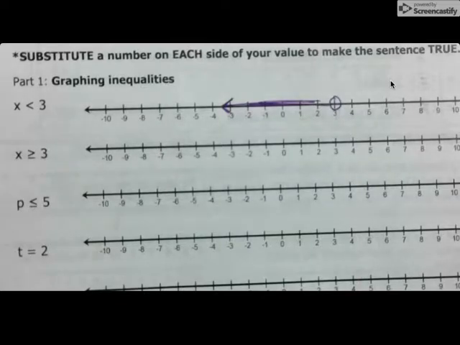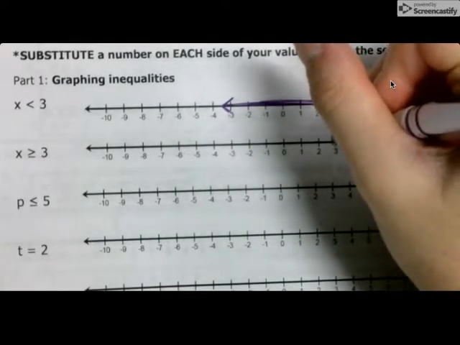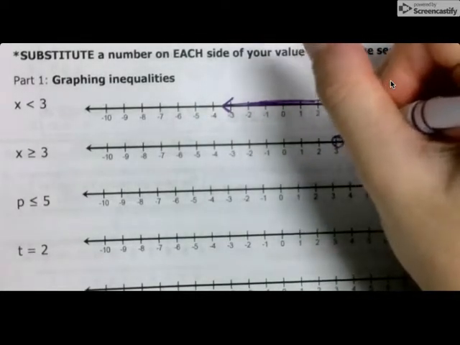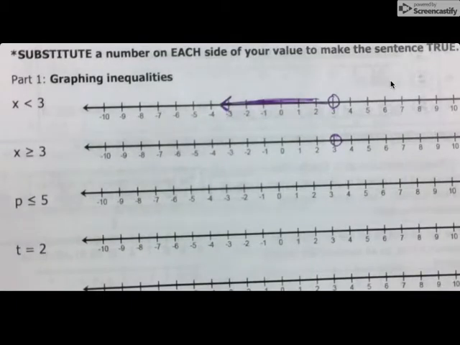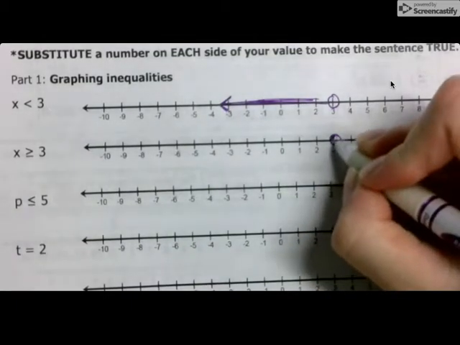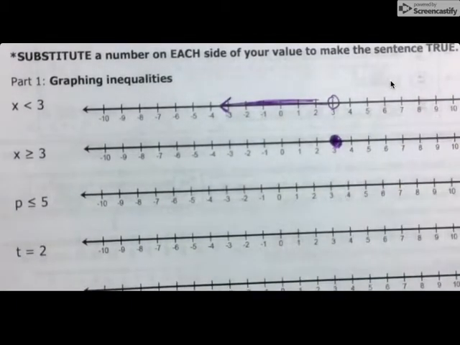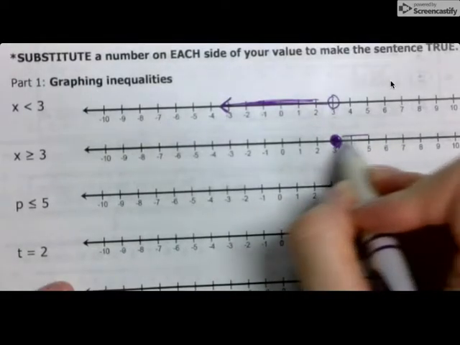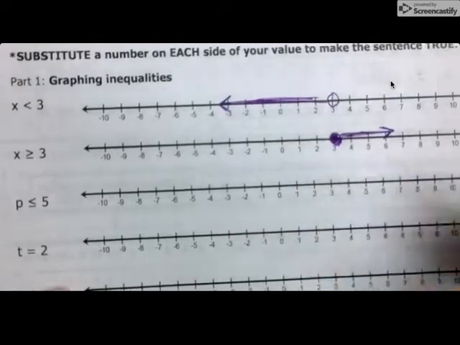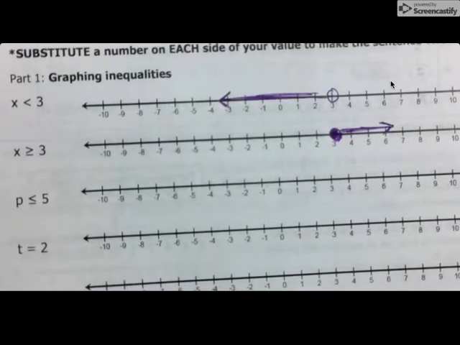Okay? For the next one, this time we are going to put it at 3. However, there is a line underneath it. So we are also going to close that circle in. We're looking for any number bigger than 3. So is 2 bigger than 3 or is 4 bigger than 3? 4. So we are going to go to the right. Okay?